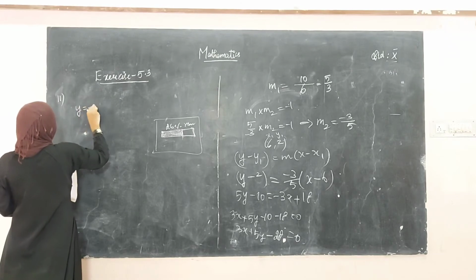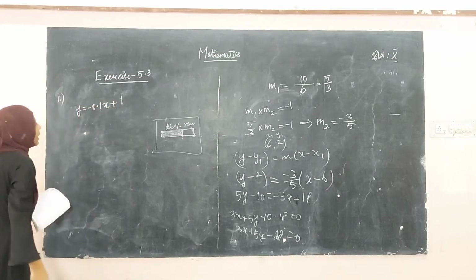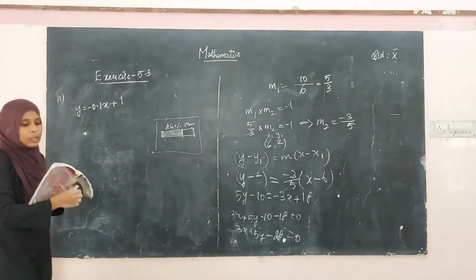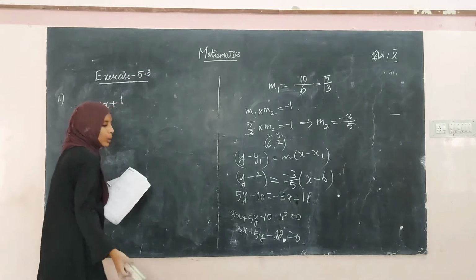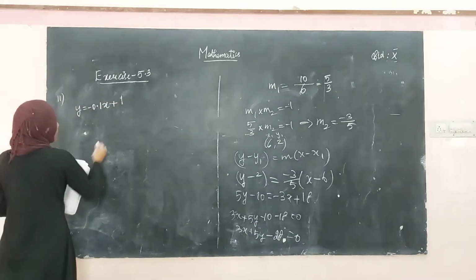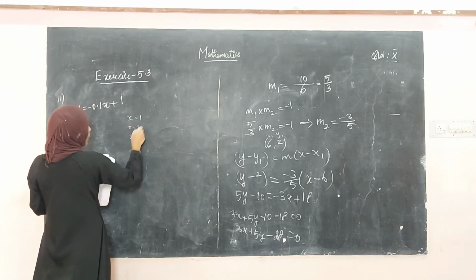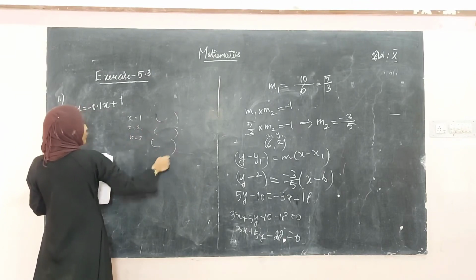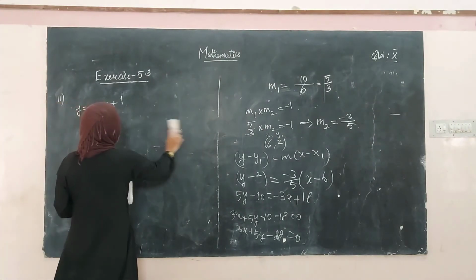They have given an equation: y equal to minus 0.1 into x plus 1. See the first subdivision, they have asked us to graph the equation. So, as I said, how will you graph? Take x value 1, then x value 2, and then x value 3. Taking these, you will be getting points, and you have to graph that. In the graph you will be getting a straight line.